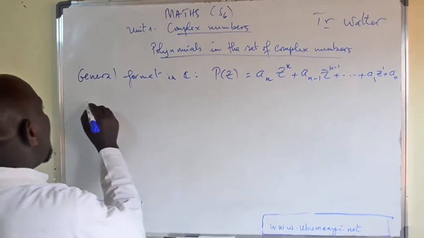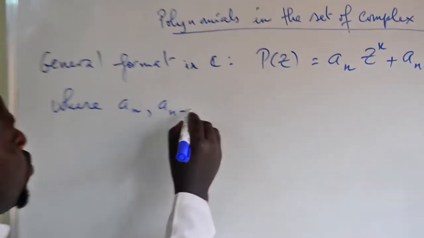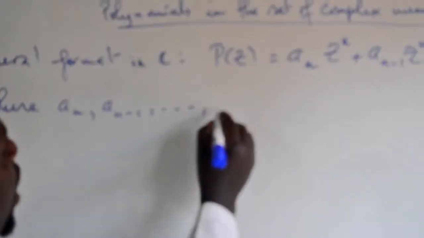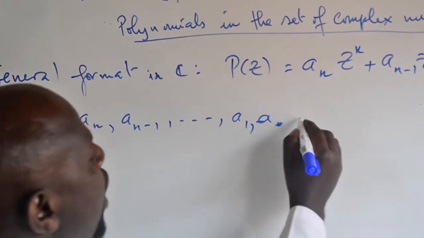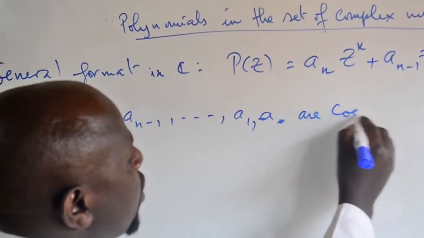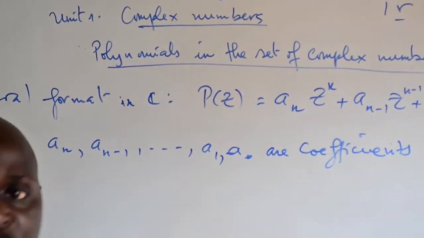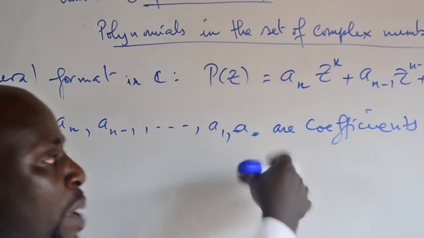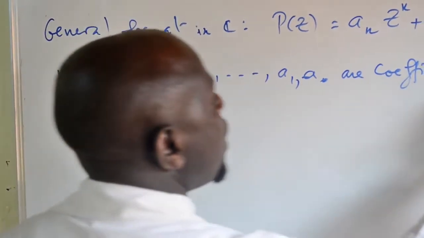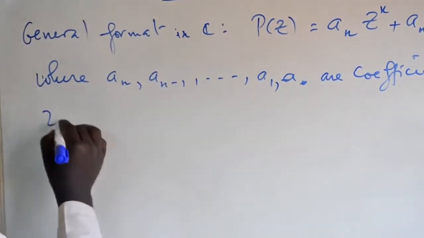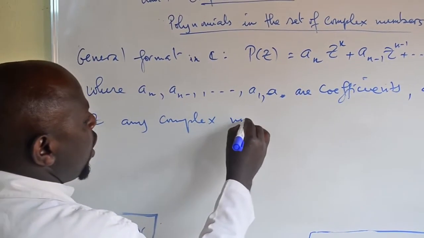Students, here we shall have that a_n, a_(n-1), as we go on up to a_1 and a_0 finally, these are called coefficients. They might be real coefficients or they might also be complex coefficients. And here we shall have z, which will be any complex number. This n will be any natural number.